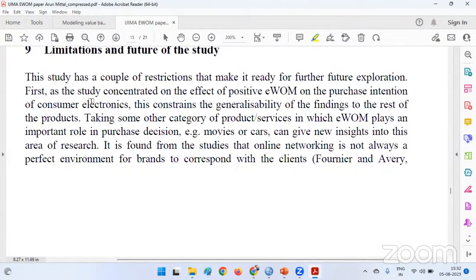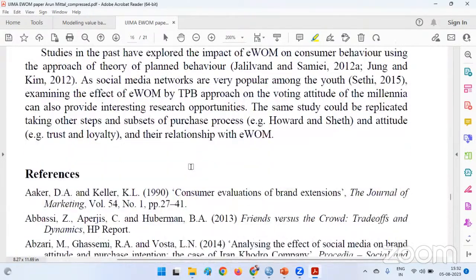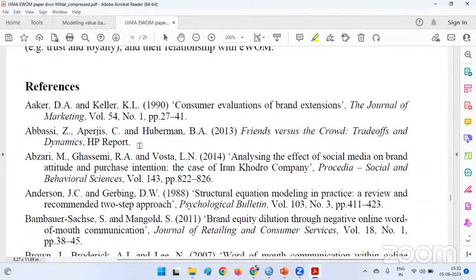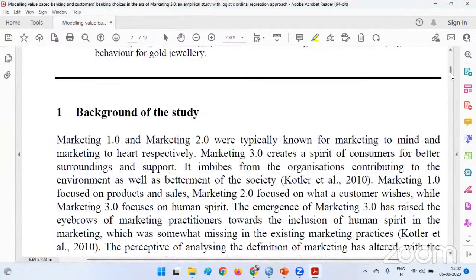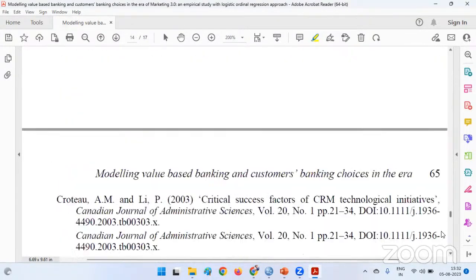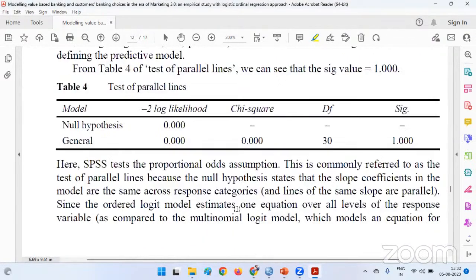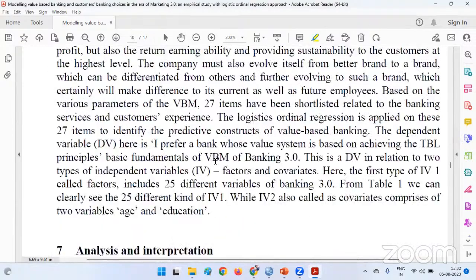Then there are limitations, like in which area the study was conducted and what other variables can be included in the study. So this is basically the whole thing, the way we should write a paper. Limitations are not mandatory, but if the paper asks, we can give the limitations. Like in this paper, we have given the conclusion, but there are no limitations written here. This is a proposed predictive model. You want to give it or you don't want to give it, that's your wish. But you elaborate the things.